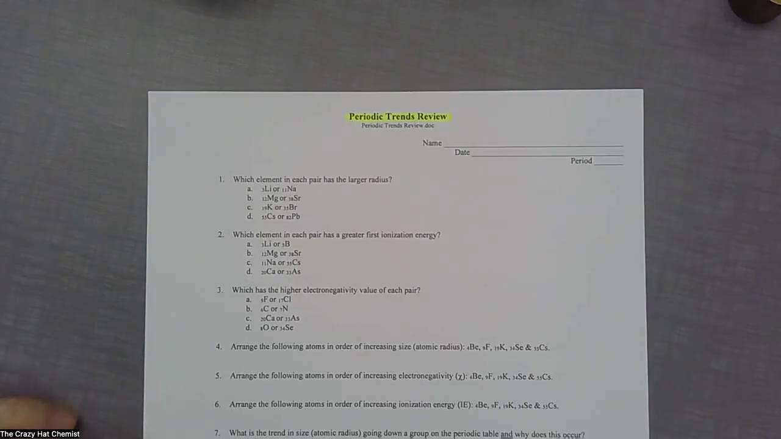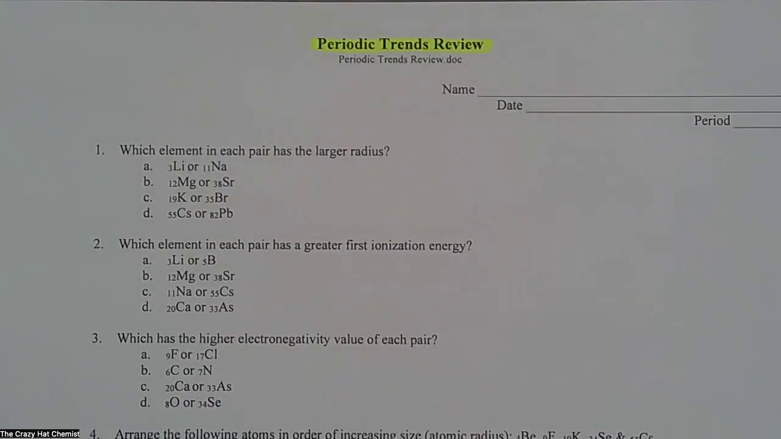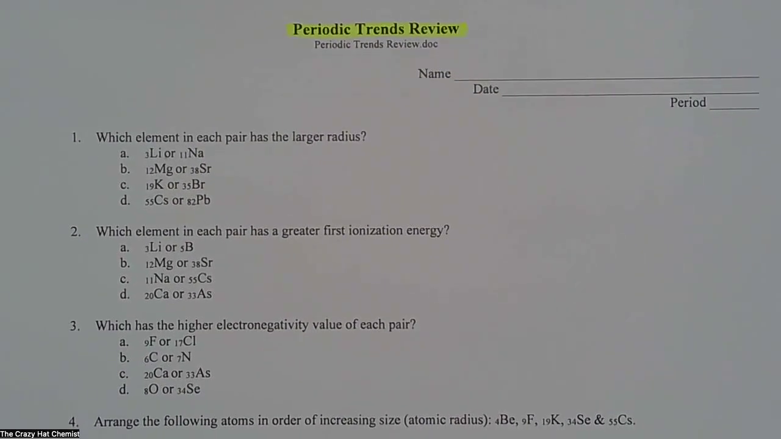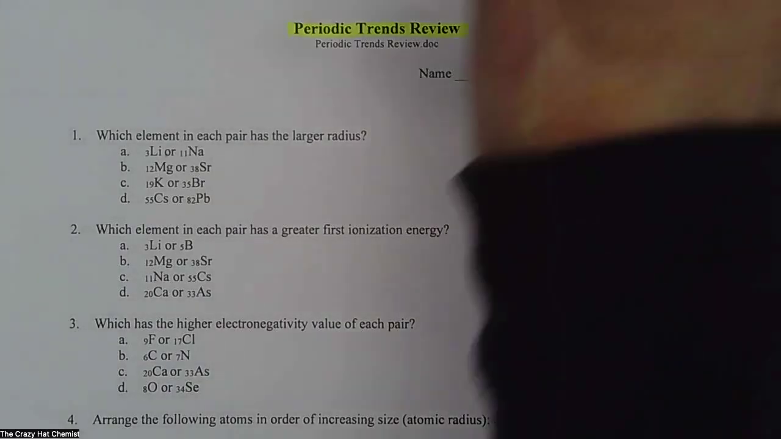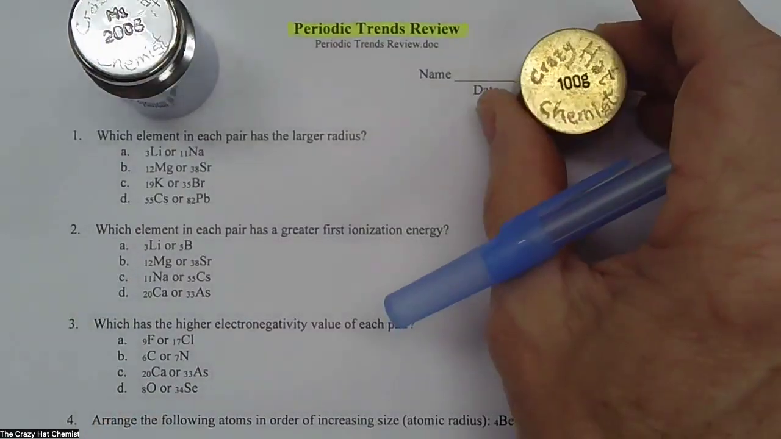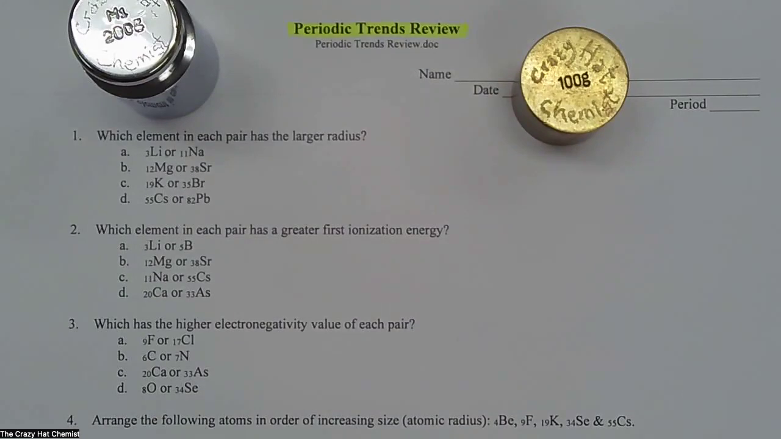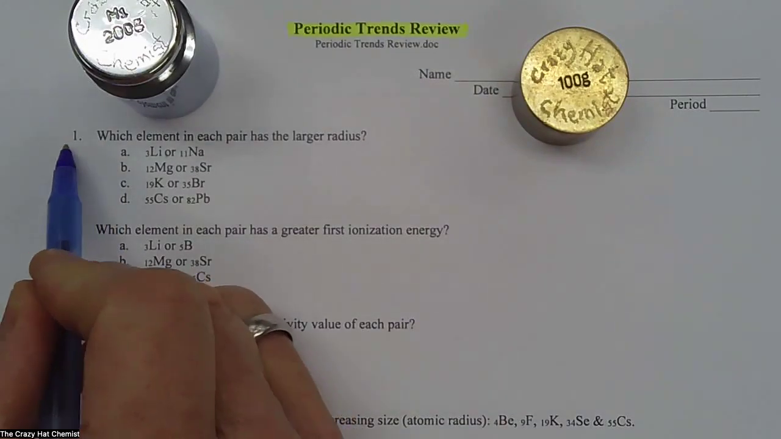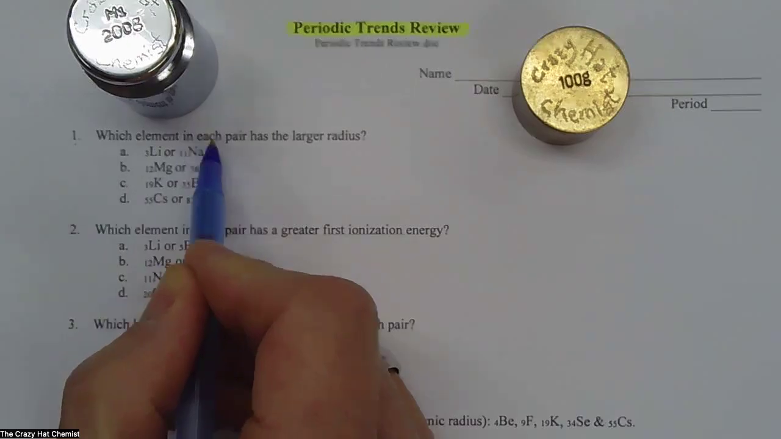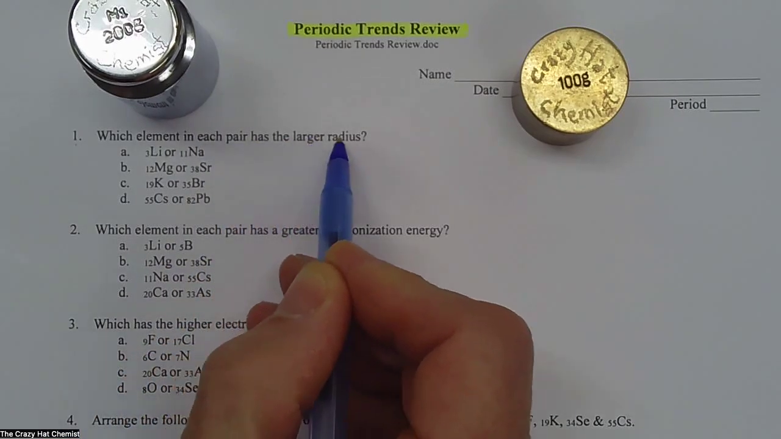All right, so you need a periodic table with you. You need a working human brain. You need to have watched those previous videos and done those previous worksheets in order to understand what's going on as well. So here we go. Question number 1: which element in each pair has the larger radius?